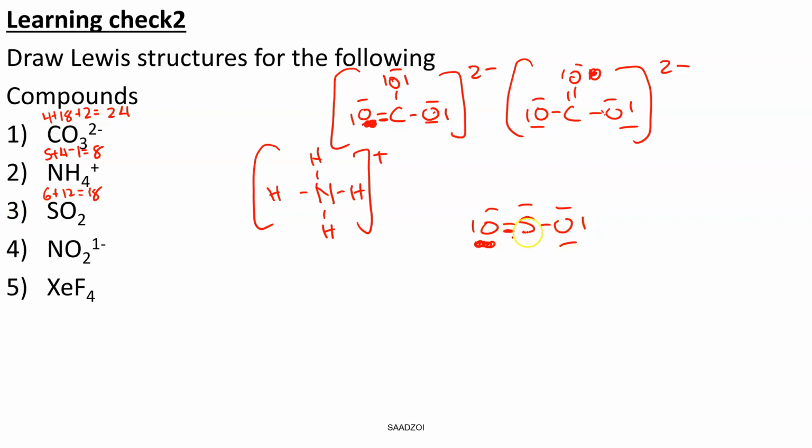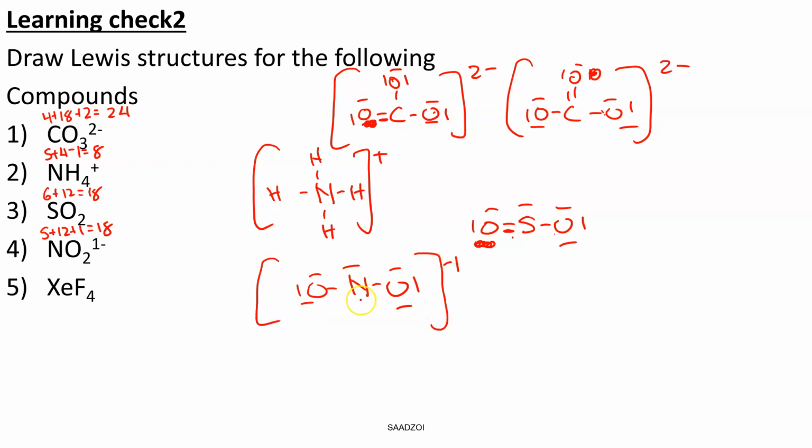Because you could put the bond here or here. NO2-, that's 5 plus 12, negative, so that's 1 more. So N, O, 2, 4, 6, 8, 10, 12, 14, 16. I have 2 left over. What do I do? Take it off the middle like I usually do. Brackets around the whole thing with a -1 charge.